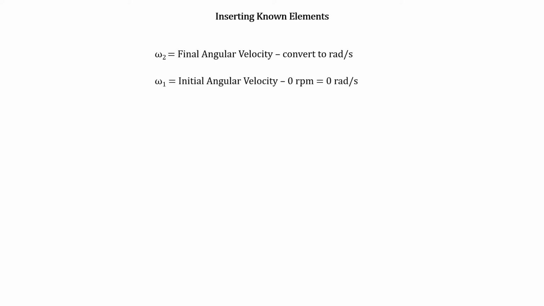Inserting known elements. Final angular velocity, omega 2, equals 3,600 RPM and must be converted to radians per second. Initial angular velocity, omega 1, equals 0 radians per second. Final time, t2, equals 20 minutes and must be converted into seconds. Initial time, t1, equals 0 seconds. Total angular acceleration, alpha, is our unknown.